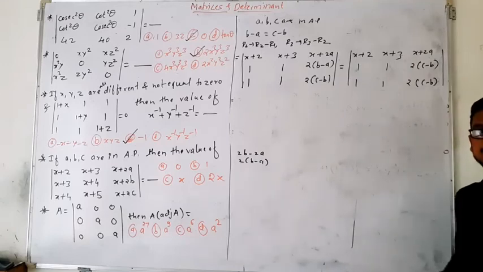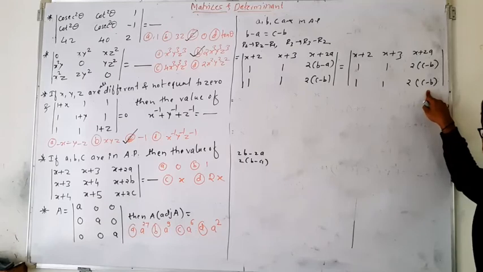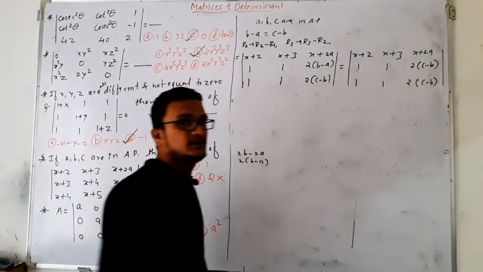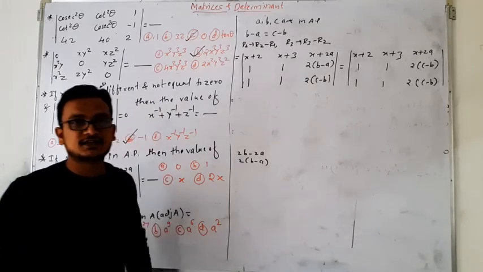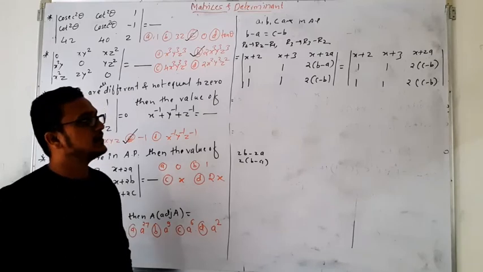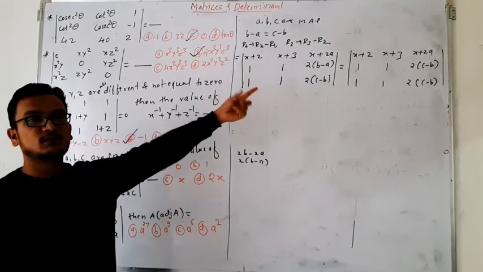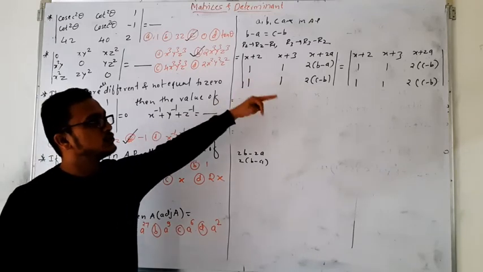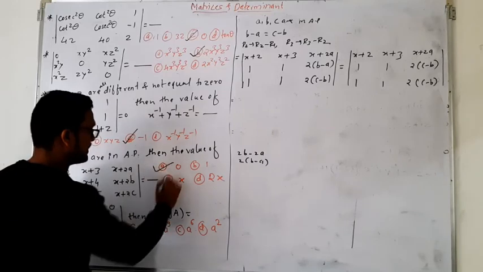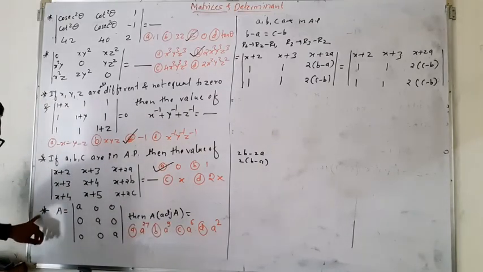Now if you observe the determinant, the second row and third row are identical, which means they are the same. By using determinant property number 3, which says that if any two rows or columns of the determinant are identical, then the value of the determinant will be 0. So the value of this determinant will be 0, because R2 and R3 are identical. So option A will be correct. Next question.